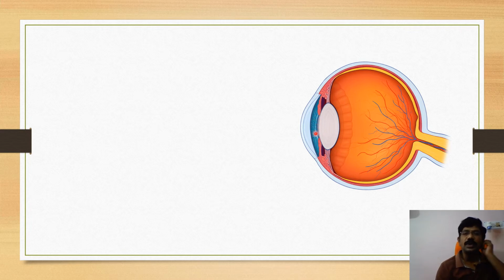The pupil is black in color because the light which enters through the hole, that is pupil, is not reflected back. That's why the pupil appears black in color. Are you clear? The amount of light entering into the pupil is controlled by iris.